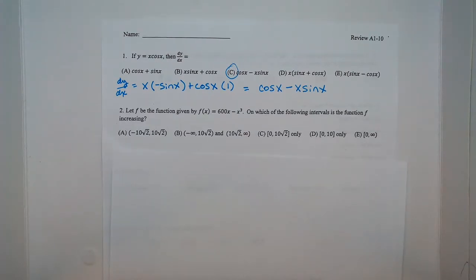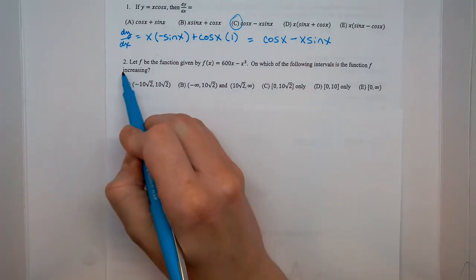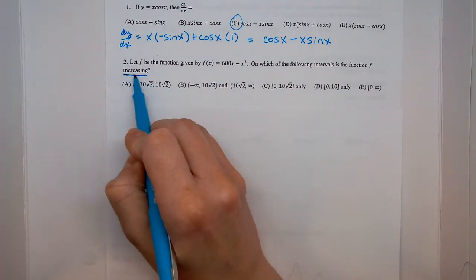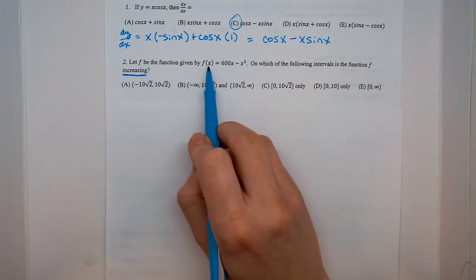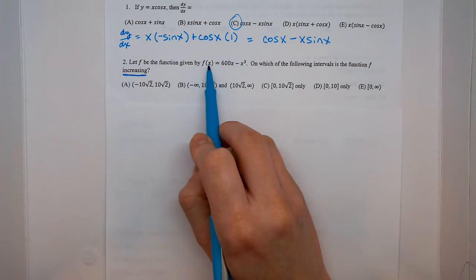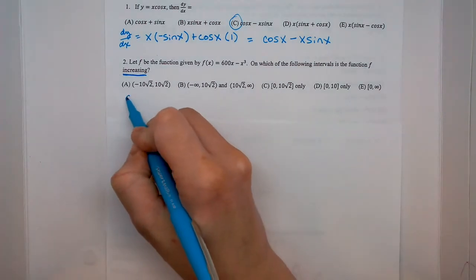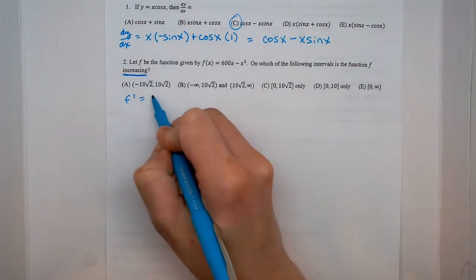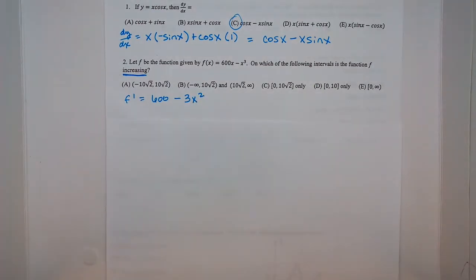On number 2, it says let f be the function given by f of x. On which of the following intervals is the function increasing? Okay, so if I have the original function and I want to find where it's increasing, I need to look at the slope of the original function. And wherever the slope is positive, that function is increasing. So to find the slope, we'll differentiate f. So f prime will equal 600 minus 3x squared.